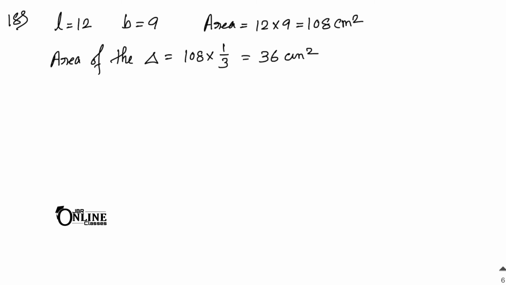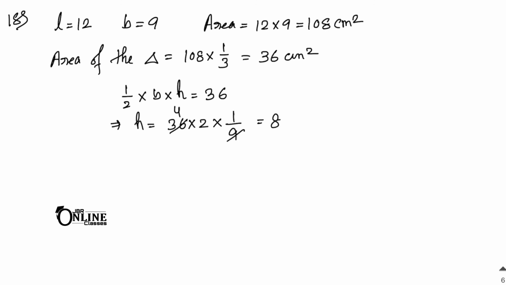Okay, so suppose here the height of the triangle, that is h. You know that the area of the triangle is half into base into height, that equal to 36. So here h equal to 36 into 2 into 1 by base, and here base equal to 9, so here h equal to 8. Okay, so here h equal to 8 centimeter is your answer. Now next one, sum number 19.